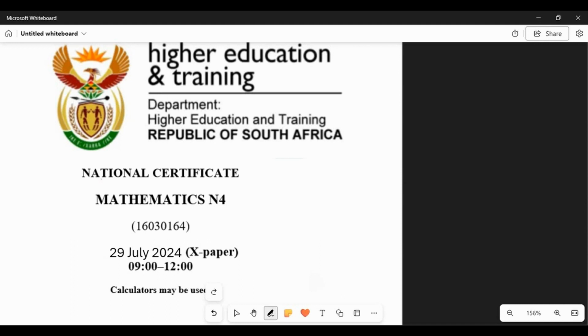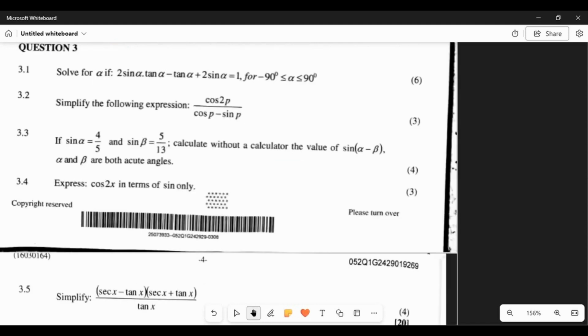Alright guys, so let's look at question 3 and see how we can solve it. As you can see, this is our question 3. Question 3 consists of questions 3.1, 3.2, 3.3, 3.4, and 3.5. I'm going to start by doing question 3.1. I'm just going to copy this question and paste it somewhere where there's space, and then we solve it.